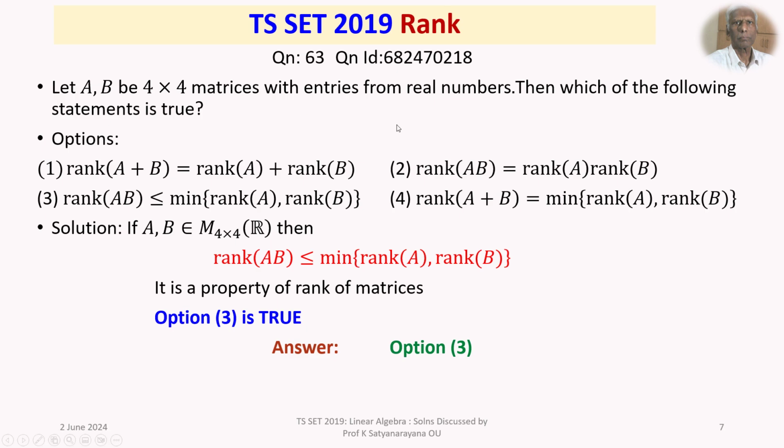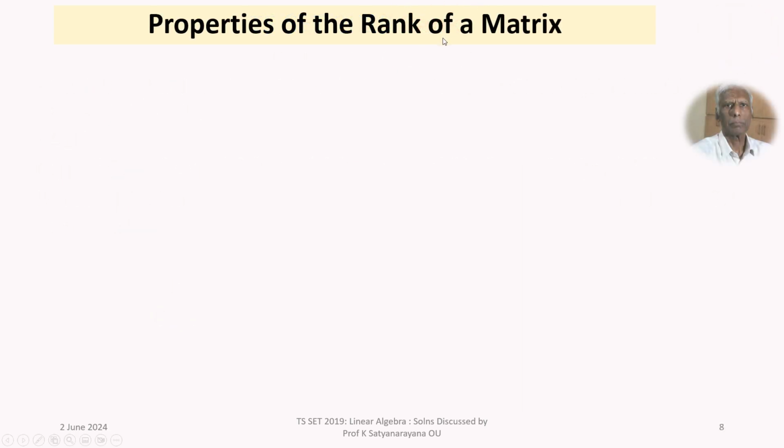Now that the properties of ranks are required, why not I list some of the properties of the ranks of the matrices? Yes, I do. It will be beneficial to you. So I will list out some of the properties of the rank of a matrix. The first property, everybody knows, the rank of a null matrix of any size is 0. Rank of A transpose is equal to rank of A.